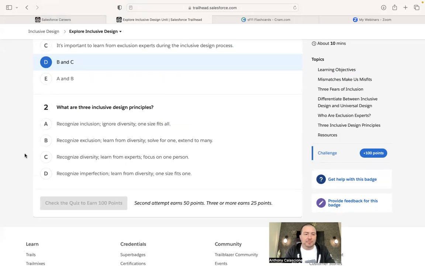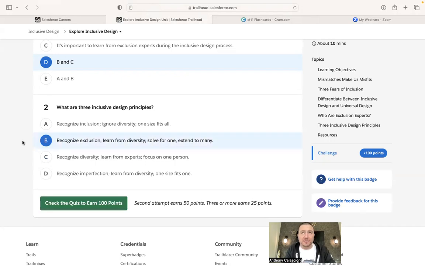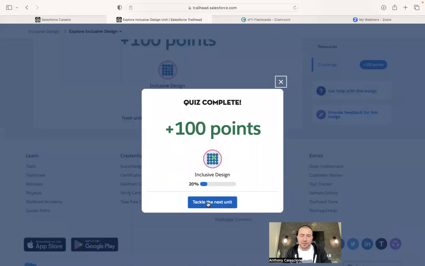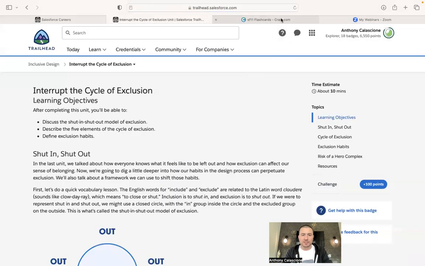What are three inclusive design principles? Recognize inclusion, ignore diversity, one size fits all. In what world would that ever be a Salesforce answer? Recognize exclusion, learn from diversity, solve for one, extend to many. I'm already going to click it, but that does not give you license to not read C and D. Recognize diversity, learn from experts, focus on one person. Recognize imperfection, learn from diversity, one size fits one. We're just going to go with B. Recognize exclusion, learn from diversity, solve for one, extend to many. 100 points. How you like me now? All right, let's continue.